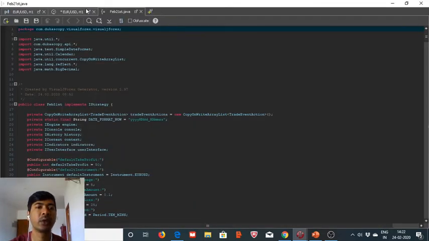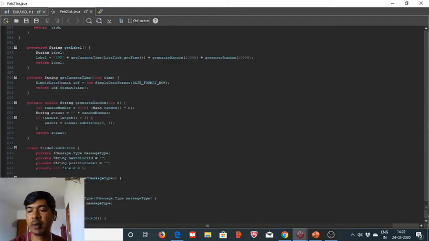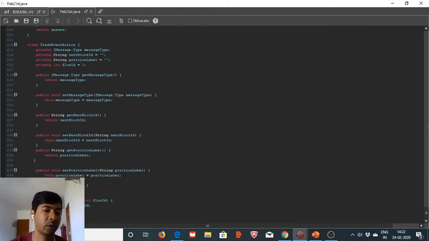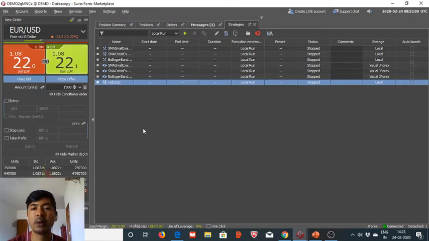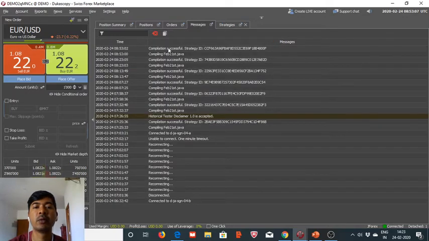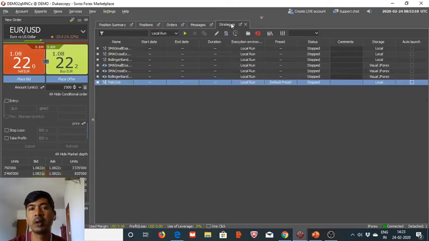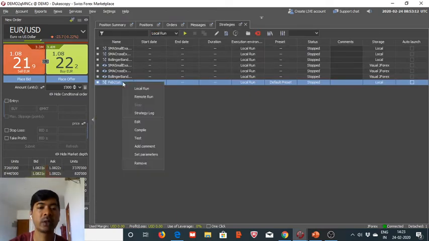So here is our new version, the Feb 21st Java. So this is the Java file here. Our code is of around 650 lines, and now we will compile it. Before doing any test run, you need to compile the code. That means we are simply making it machine readable, and compilation is successful. Here you can see the notification as well, and once the compilation is successful, we can do the testing.